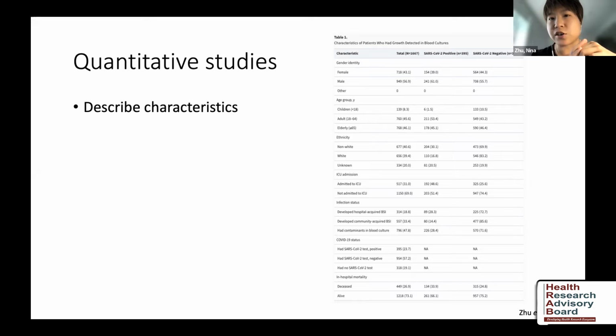demographic information such as gender, age group, ethnicity, but also something more. For example, this study was focusing on healthcare associated infection in COVID patients. So later on, you will see different study characteristics, including, for example, SARS-CoV-2 test positive or negative.